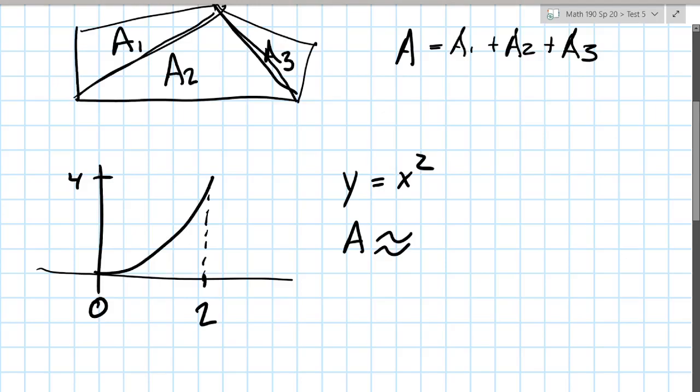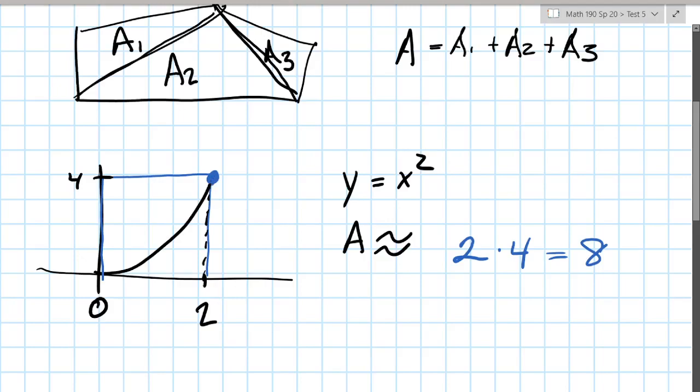So if I had just taken this and used one rectangle, that wouldn't be a very good estimate. But if I use one rectangle, I could use my base times height formula again. So what's our base of this rectangle? It would be 2. And what's the height? The height would be 4, because that's the y value here. 2 squared is 4. And this would definitely be an overestimate of the area, but it would be an estimate of the area using one rectangle.